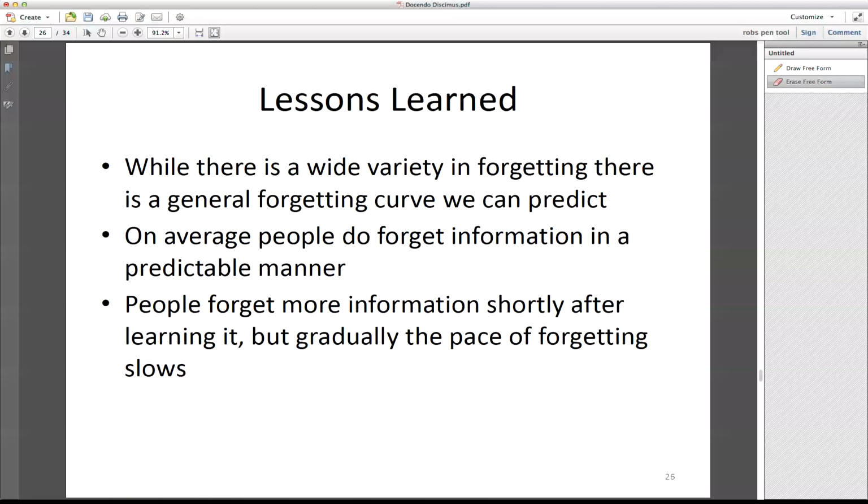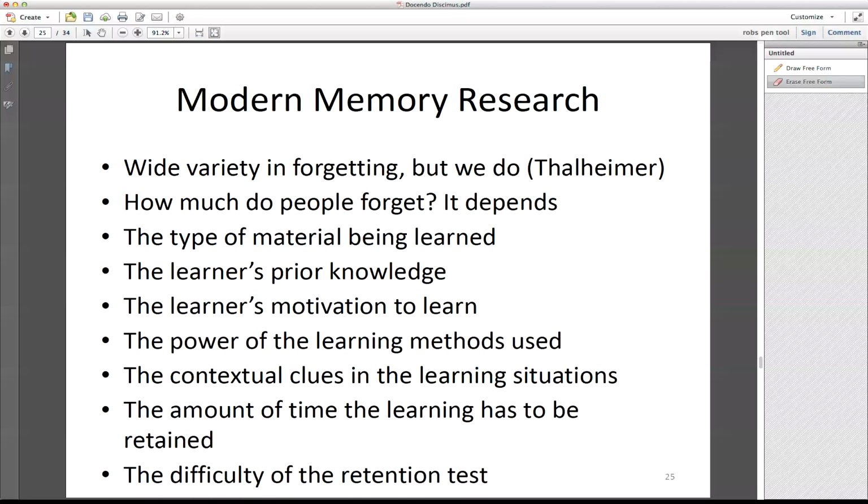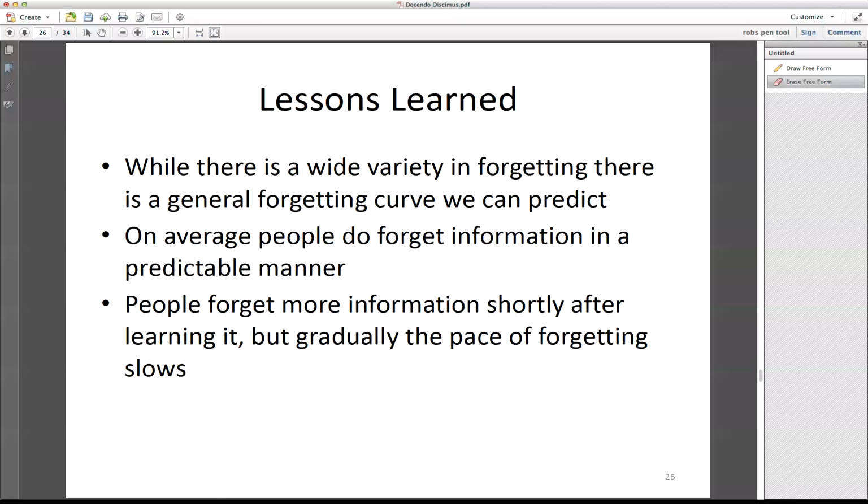So Thalheimer, by the way, who's done some significant research on forgetting, says that the lessons learned from the research are these: that while there's a wide variety in forgetting, there is a general forgetting curve that we can predict. He also says that on average, people do forget information in a predictable manner. We'll look at that in just a second. And that people forget more information shortly after learning it, but gradually the pace of forgetting slows.